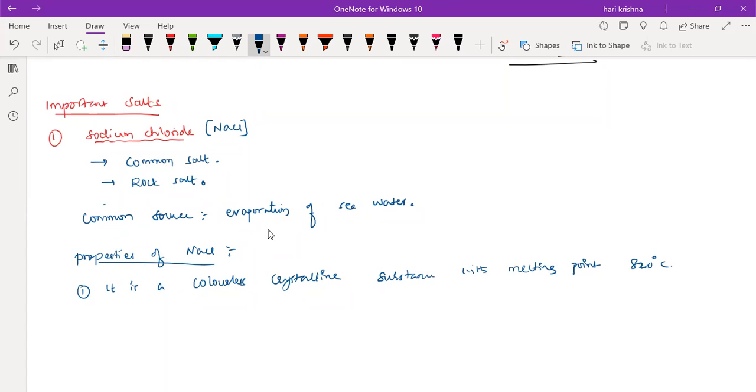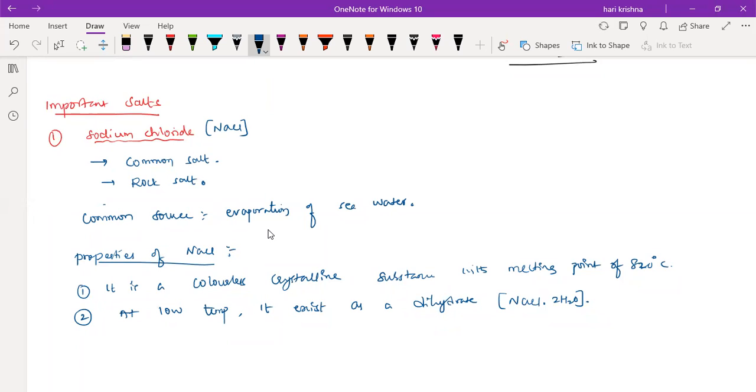The first property of common salt is that it is a colorless crystalline solid with a melting point of 820 degrees Celsius. What is the meaning of melting point? The temperature at which there is a change of state from solid to liquid. The temperature at which the solid is converting into the liquid.